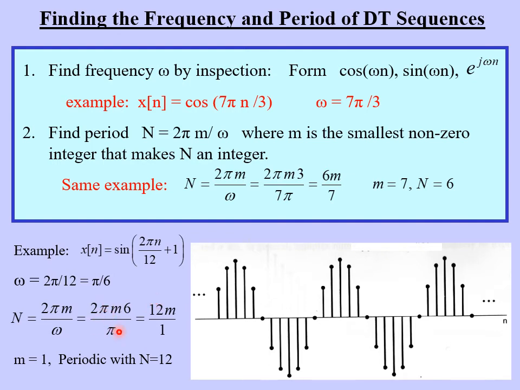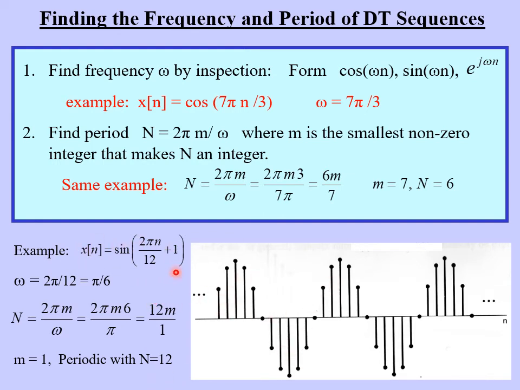This pi on top cancels this pi on the bottom, so I get 12m over 1, which is, of course, just equal to 12m. And obviously, I can find that m, the lowest possible number to make this an integer, is when m is equal to 1. And so, therefore, our period is n equal 12. And this is the function plotted here.